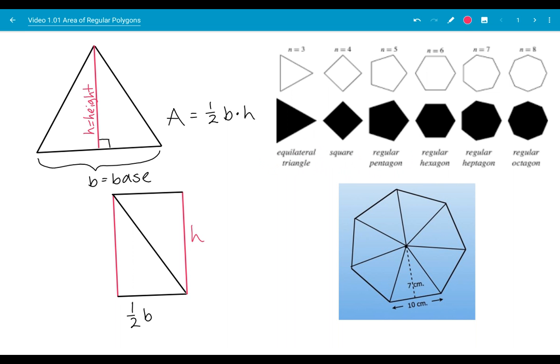The number of isosceles triangles will match the number of sides of the shape, and we can use our formula for the area of a triangle, but we're going to make some adjustments to help us understand the shape a little bit better. So instead of B and H in our formulas today, you're going to see different letters, but they'll mean the same idea, the base times the height.